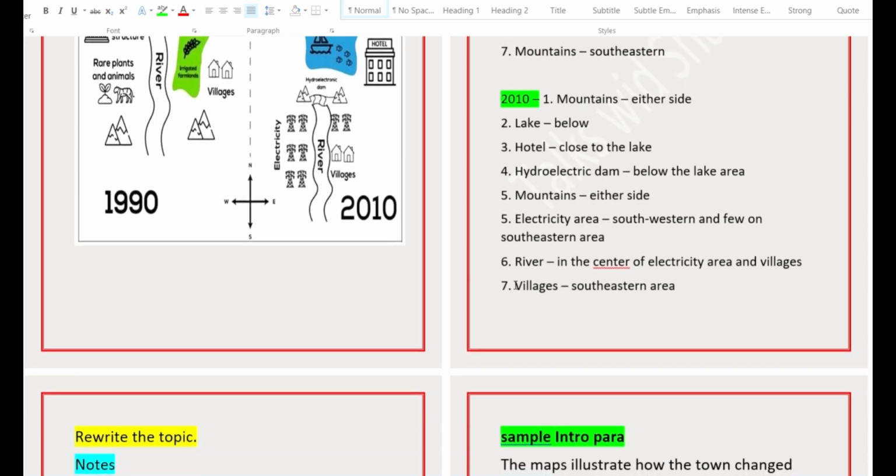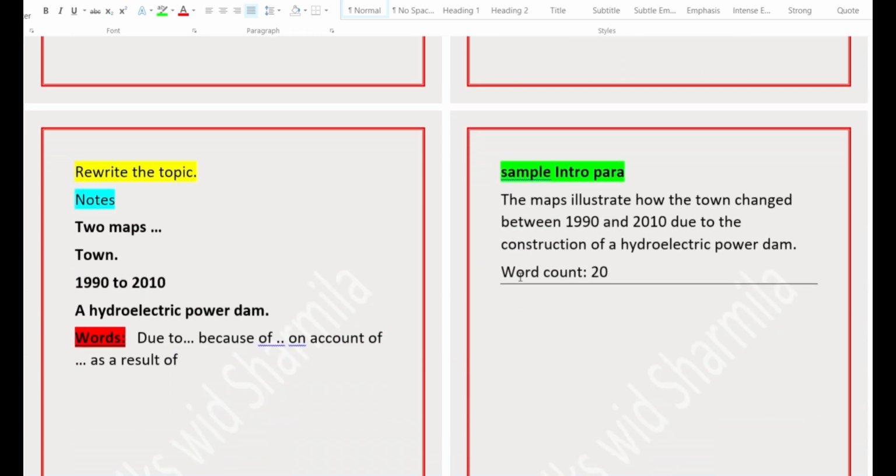Moving on to writing the paragraphs, as always, very clearly and very formally. So these are the points. What is the role of the introduction paragraph? It is to rewrite the topic. And what are the notes I have developed? There are two maps. It is about a town. The years are 1990 and 2010, and it is speaking about the hydroelectric power dam. So all these factors should be there in my sample answer. That is called task achievement.